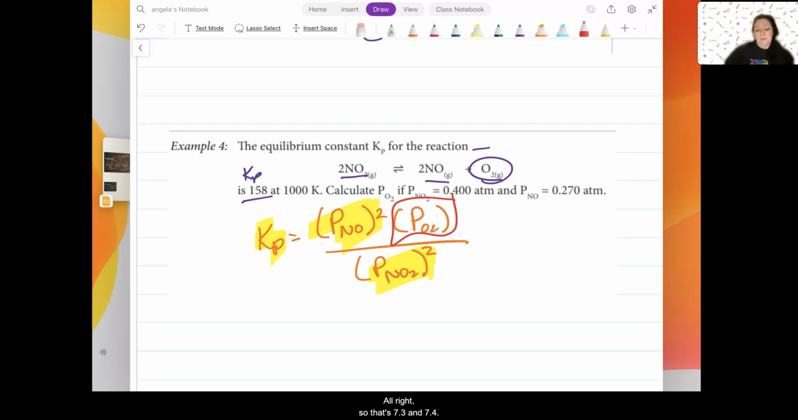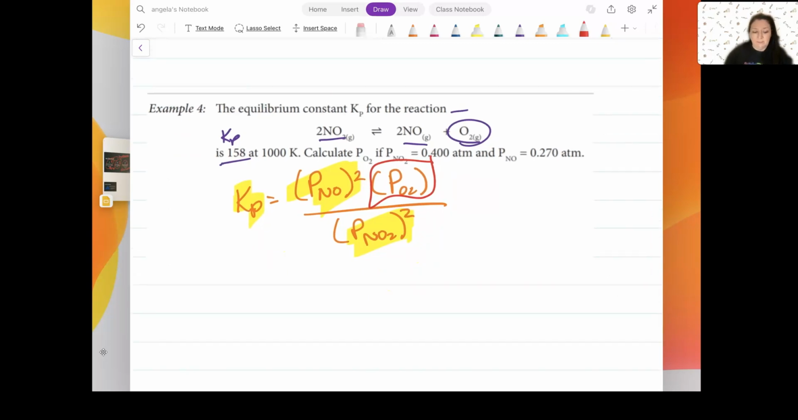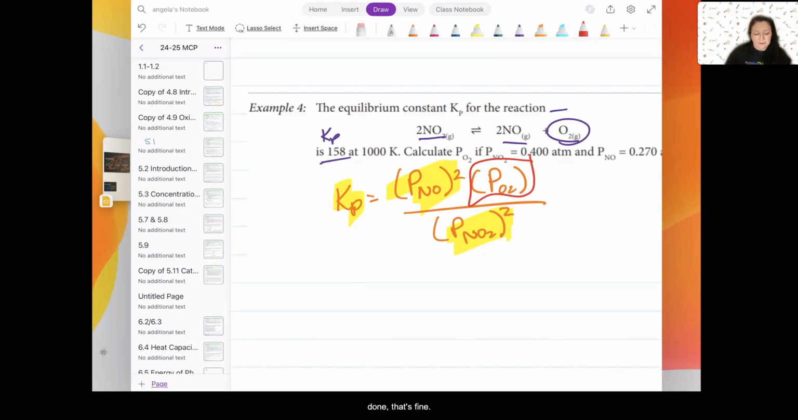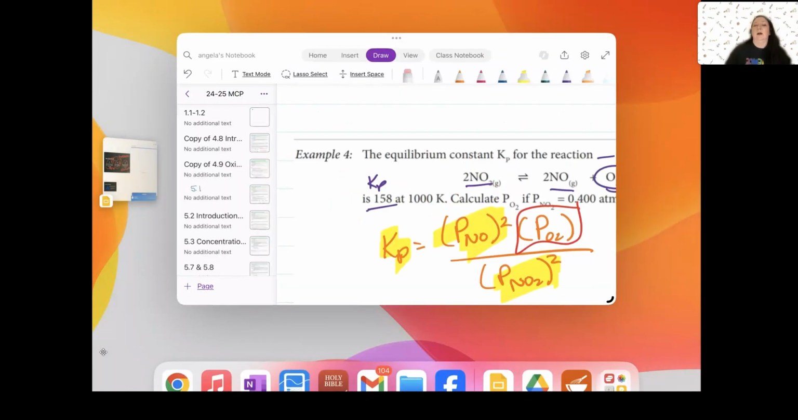All right, so that's 7.3 and 7.4. If you were in my class, you can do that one. If you want to verify with me your answer when you're done, that's fine. I will help you with that.